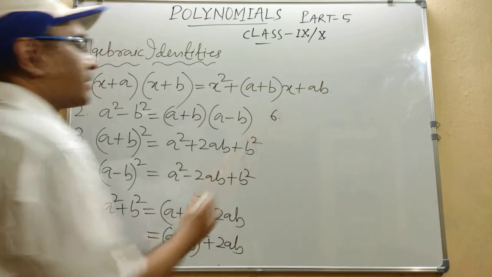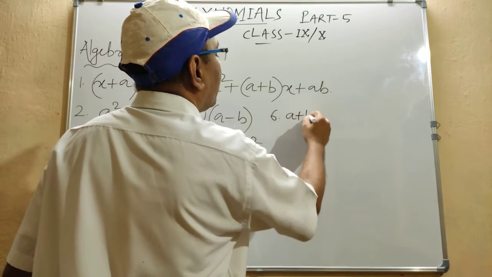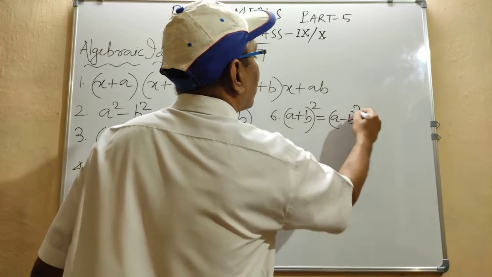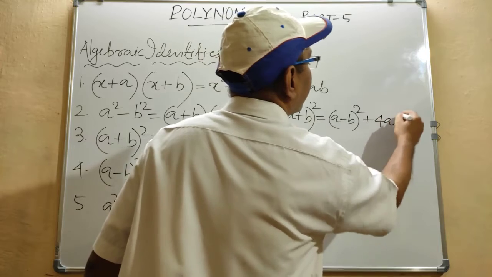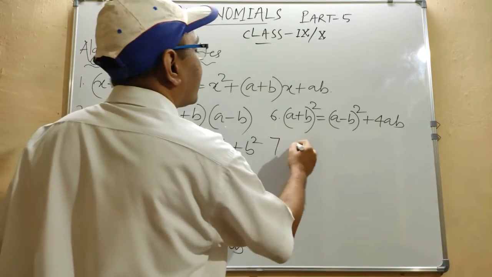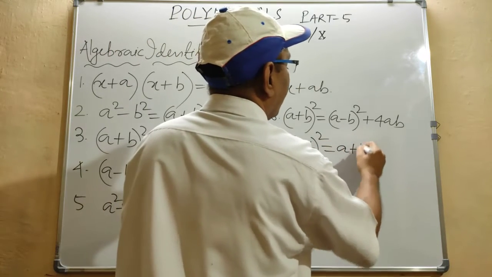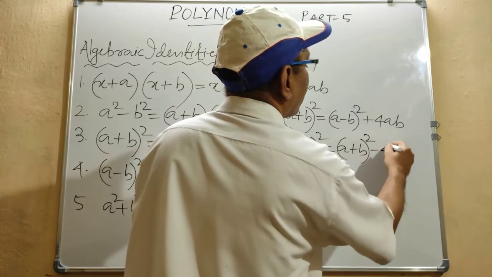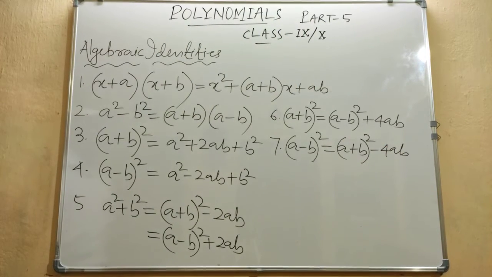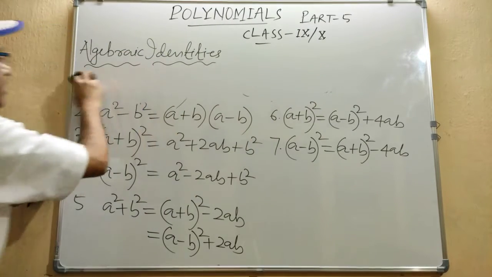Also, number 6: (a + b) whole square can also be written as (a - b) whole square plus 4ab. Is not it? 7: (a - b) whole square can be written as (a + b) whole square minus 4ab. So these things we should keep in our mind. More results are there. So first you note down this.